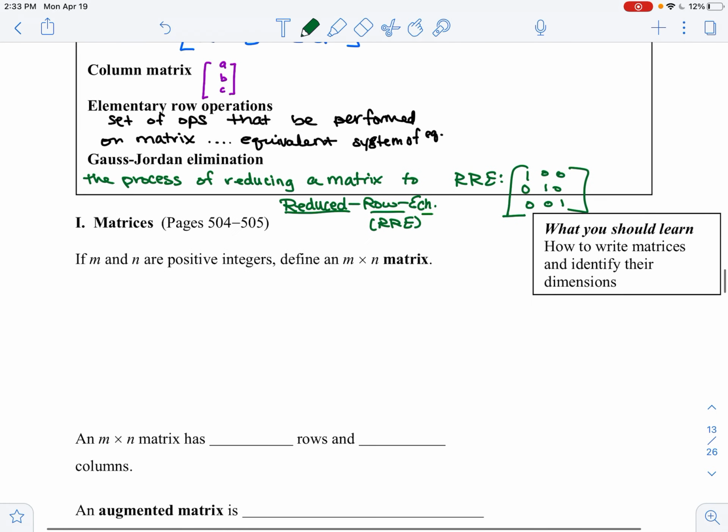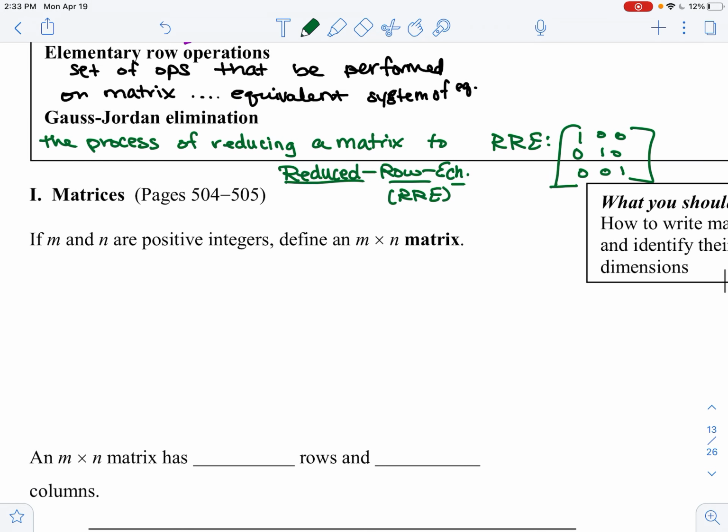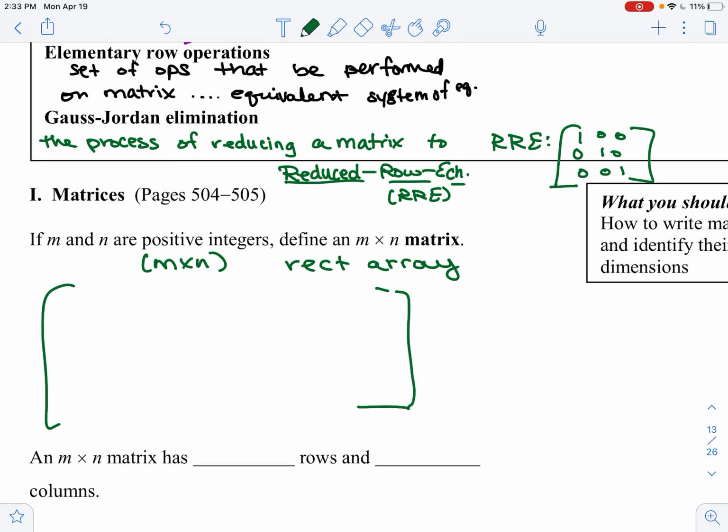So if m and n are positive integers, define an m by n matrix. An m by n matrix would be like a rectangular array. If you've got a matrix that looks like this, the first term would be row 1, column 1. This one would be row 1, column 2, row 1, column 3, and this could go all the way until row 1, the nth term. I don't know how many total columns there are.